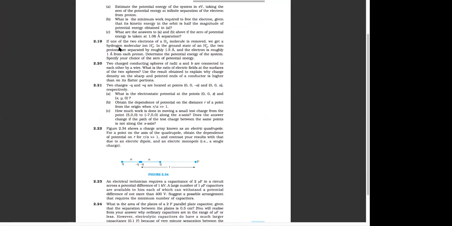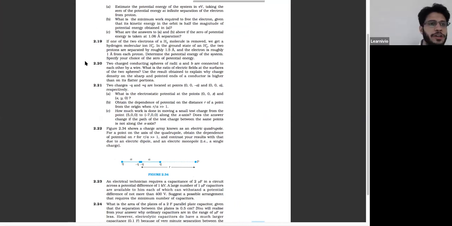Yes. There's one more numerical on sharing of charge and sharing of capacitor. That's 2.20, question number 2.20 of NCERT.